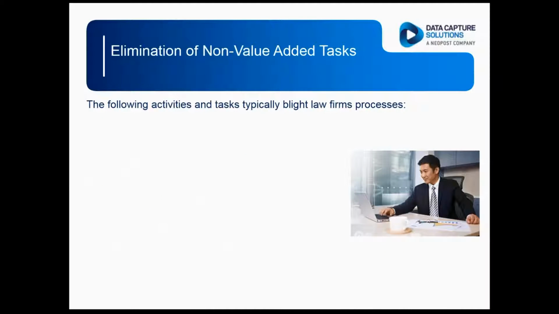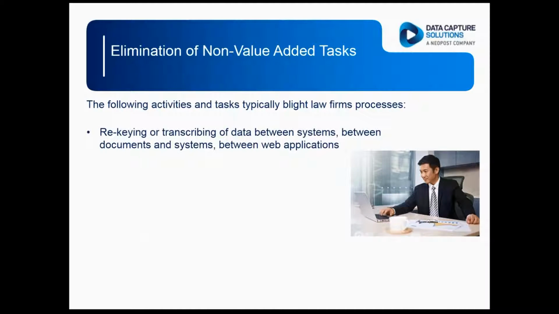So just really a review of non-value added tasks, and these typically blight law firm processes. As I've mentioned before, rekeying or transcribing of data between systems. We can largely eliminate this through robots and through automation in the first place. We don't have to read a document and then find it in the case management system to link the two. We can do that automatically, whether those documents are presented as paper, emails, attachments, or whether they're documents that are buried inside a web portal.